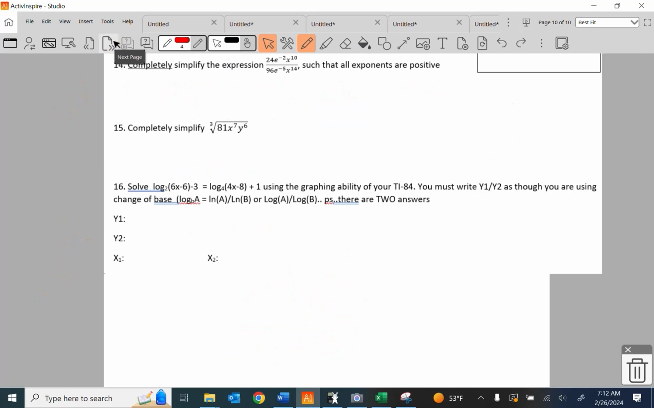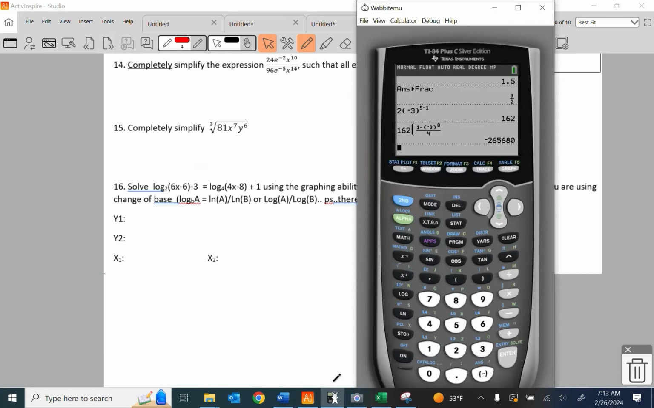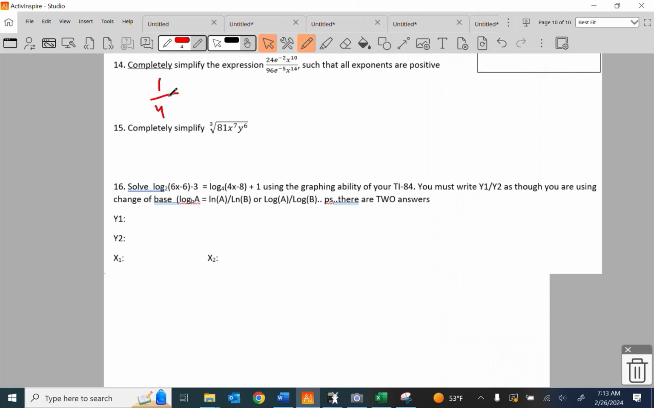Number 14, completely simplify the expression such that all exponents are positive. 24 over 96 is going to be a quarter. Math, enter, enter. So I'm looking at 1 over 4. Now look at each of these things. e to the negative second over e to the negative 5th would be thought of as maybe e to the 5th, e to the negative second, which is e cubed. That's one way of doing it. You can move things around.